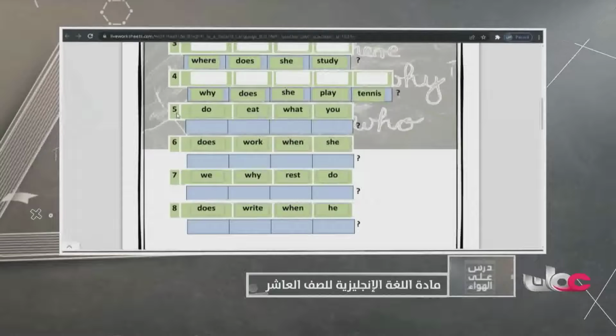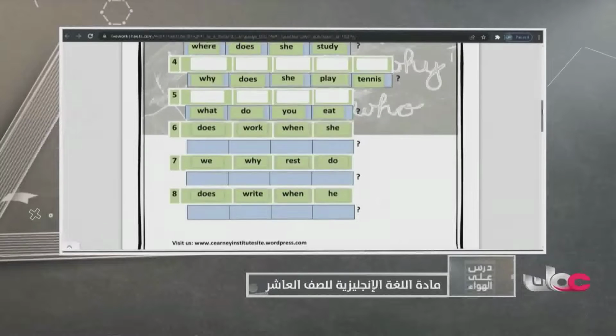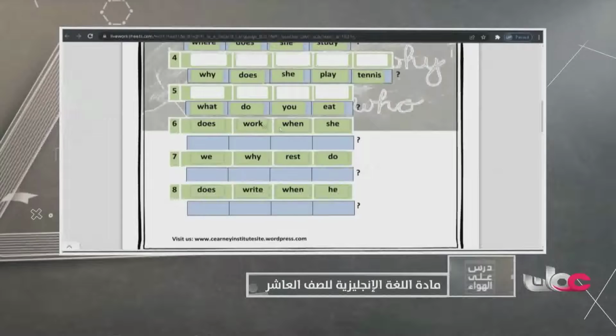Then number 5, we have do, eat, what, and you. We want to form a WH question, so we should start with what, then the auxiliary verb, and after that we have the subject, and at the end we should write the main verb. In number 6, we have does, work, when, and she. So we should start with when, and then the auxiliary verb, and after that the subject, and at the end the main verb.